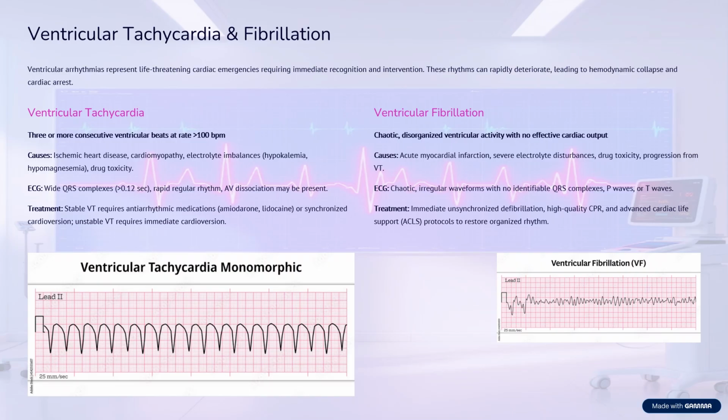VFib looks completely chaotic on the ECG, no organized QRS complex, just erratic and disorganized electrical activity.